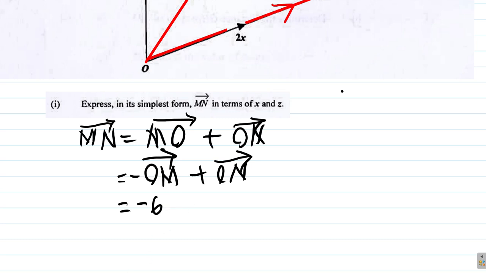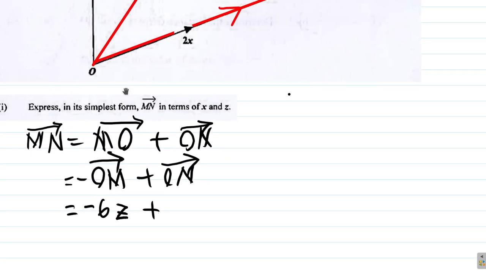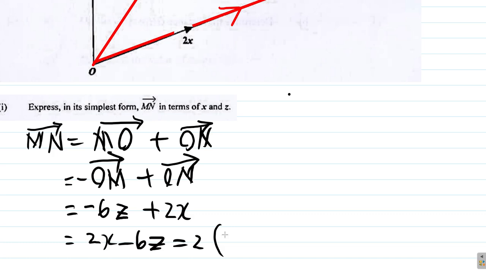I like to cross my z so that it doesn't look like 2. Plus ON. And what is ON? Going from O to N is 2x. So it is 2x. Alright? So it's in terms of x and z. You could write it with the x first, 2x minus 6z. And you could also factorize and get 2 outside the bracket, x minus 3z inside the bracket. So there you have MN in terms of x and z.